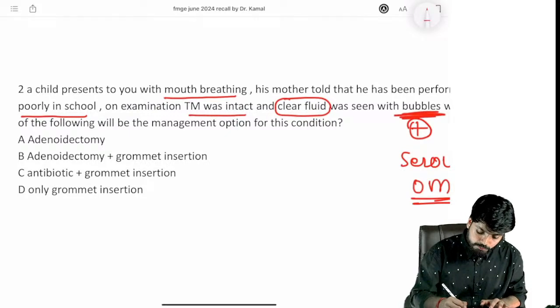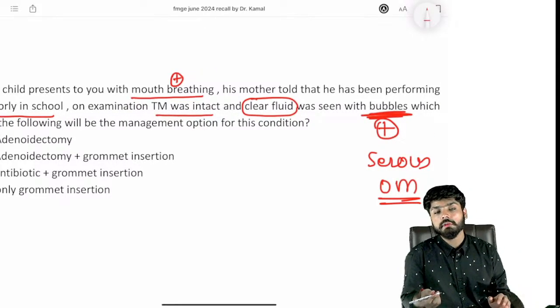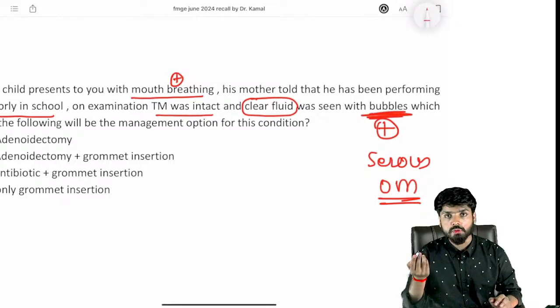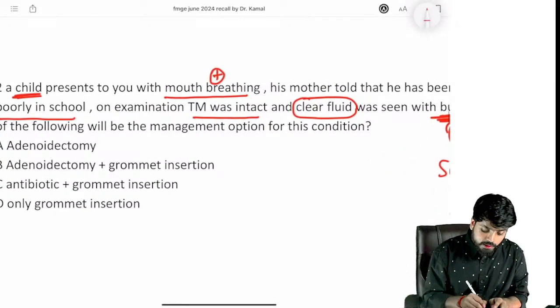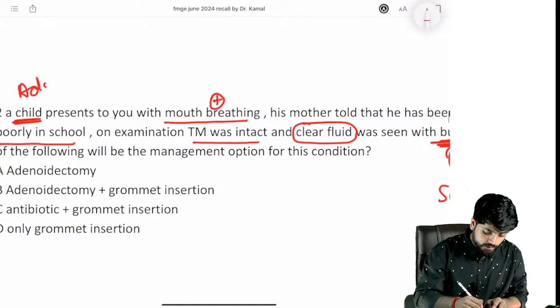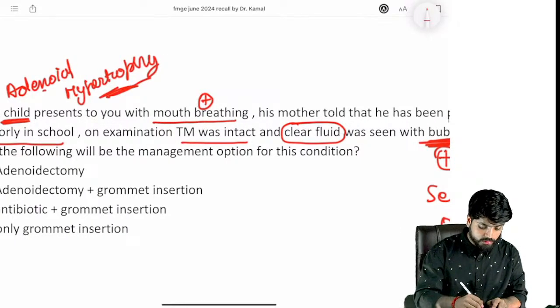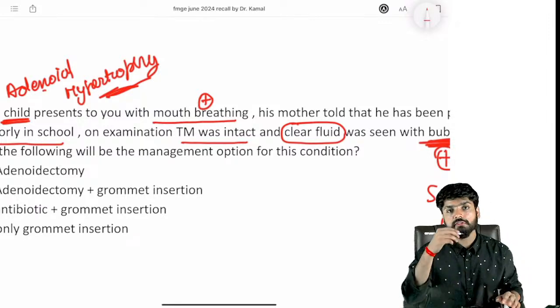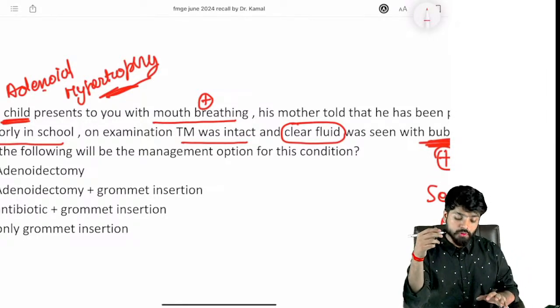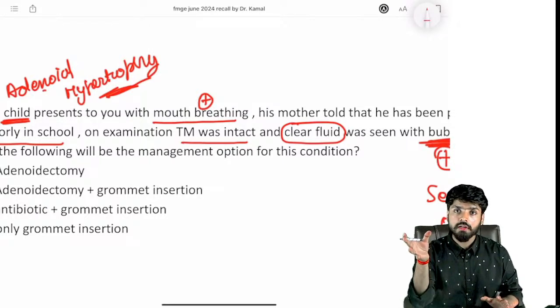First of all, the child is having mouth breathing. Why is a child having mouth breathing? Maybe he is not able to breathe through his nose. The first thing that you should think about if a child is a mouth breather is adenoid hypertrophy. If there is any kind of viral infection or cold and the child has adenoid hypertrophy, then he'll start having mouth breathing.